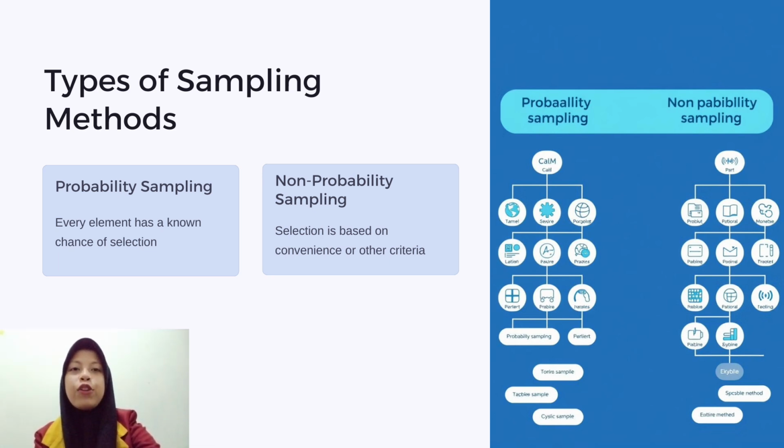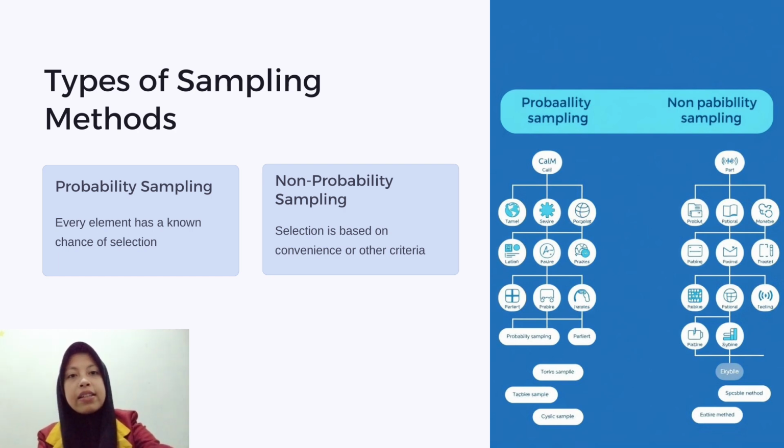The next is non-probability sampling. There are three types of non-probability sampling. The first is convenience sampling, the second is judgment sampling, and the last is snowball sampling. The first is convenience sampling. This is choosing individuals who are easiest to access. Example, surveying people in the shopping mall.